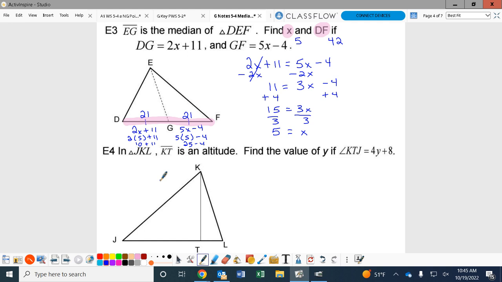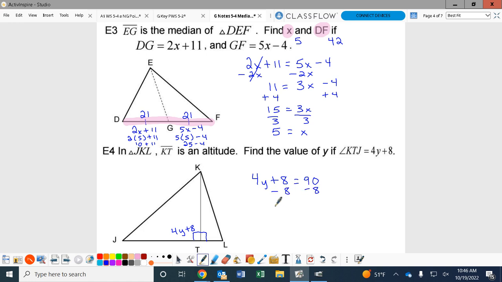Okay, last one of these. Alright, before we move on, this is going to be an altitude. If it's an altitude, what do I draw on here? Right angles. Since it's right angles, we're going to have 4y plus 8 right here in this corner next to this right angle. So I set that 4y plus 8 equal to 90. I minus 8, minus 8.